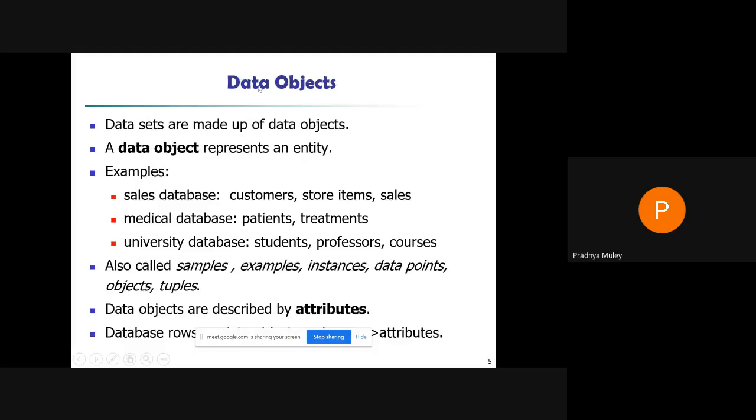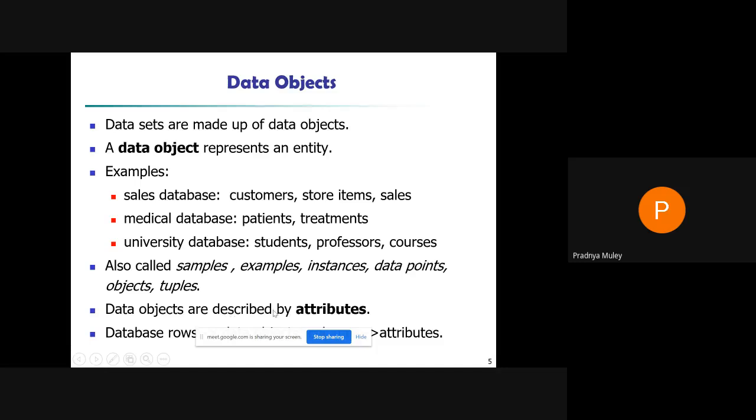Now, data objects. As we have seen yesterday, data sets are made up of data objects. Data objects represent an entity. For example, in a sales database, customers, store items, and sales are the entities. In a medical database, patients and treatments. In DBMS language, an entity means a table itself. Suppose customer table, patient table, student table. So entity means a table, so it is a data object. They are also called instances, data points, objects, or tuples.